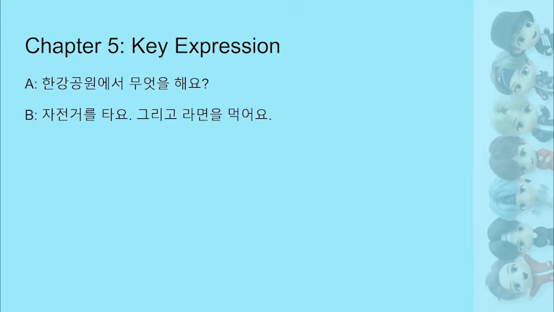So on page 98, this is the first part of the conversation that they give you. The first person says, 한강공원에서 무엇을 해요? So what will we do at 한강공원? So that is 한강, which is Han River, because 강 is river, and then Han is just the name of the river. So Han River, 공원, Han River Park. What will we do at Han River Park? And the second person responds, 자전거를 타요. So we will ride bicycles.